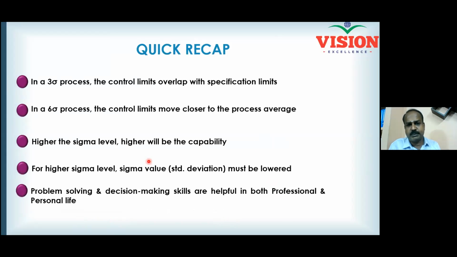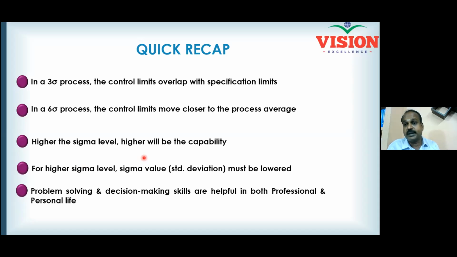And then in a 3 Sigma process, the control limit will overlap with the specification limit. However, in a 6 Sigma process, the control limits are pushed towards the center. If you are able to push the control limit inside the specification limit further and towards the center, you know how to improve any process, right? So pushing the control limit towards the center is nothing but the statistical way of process improvement.